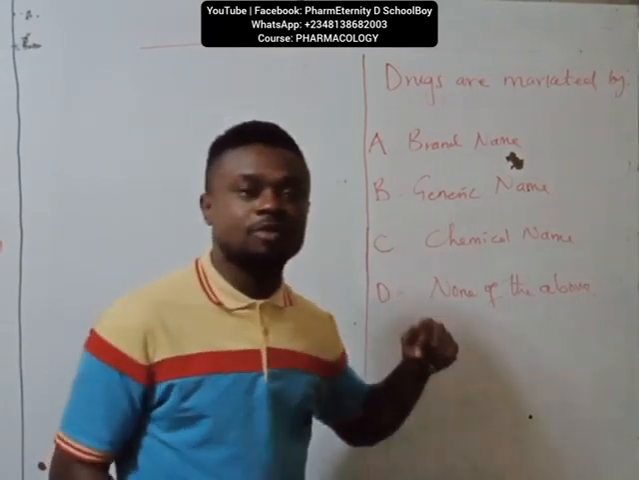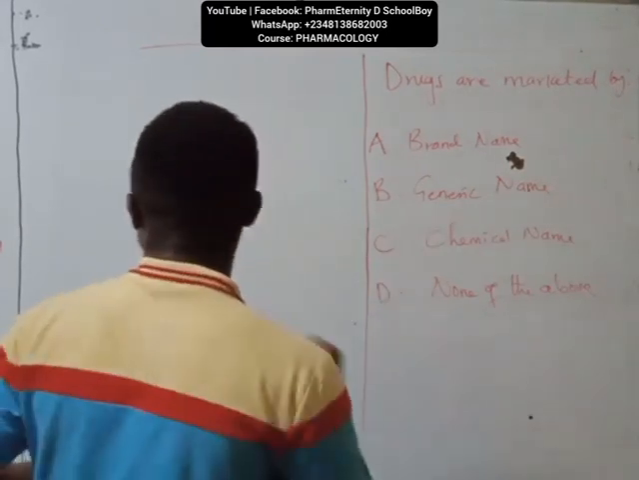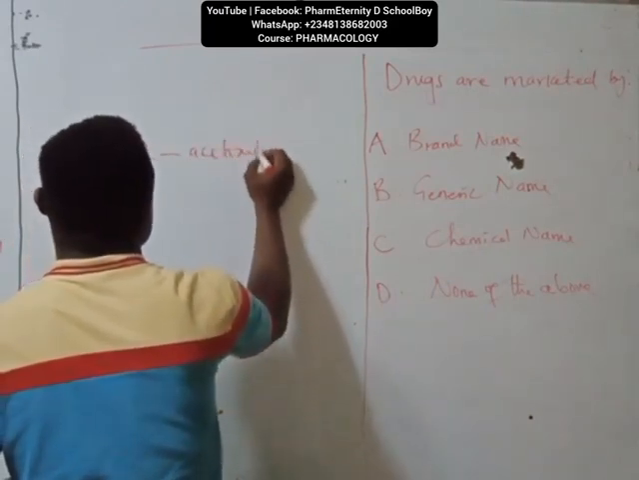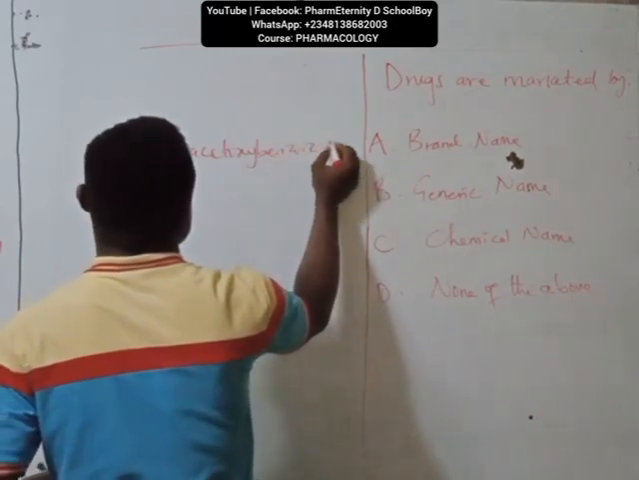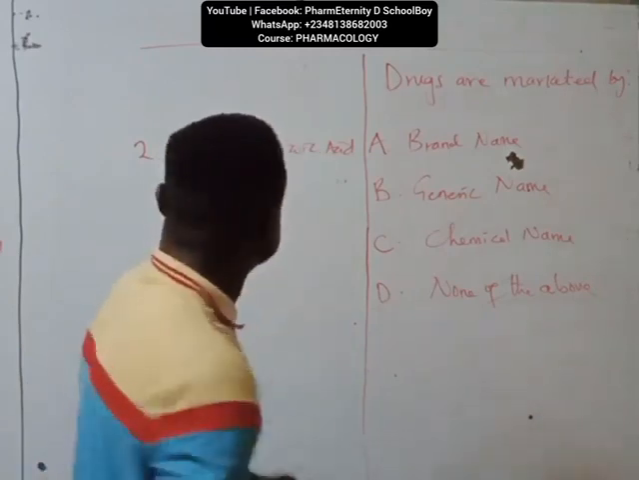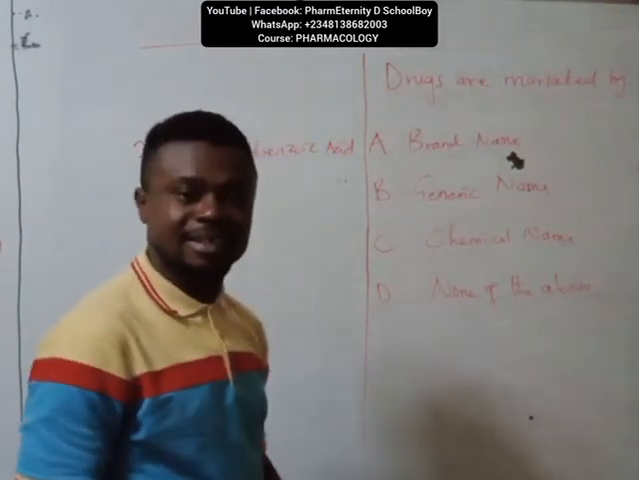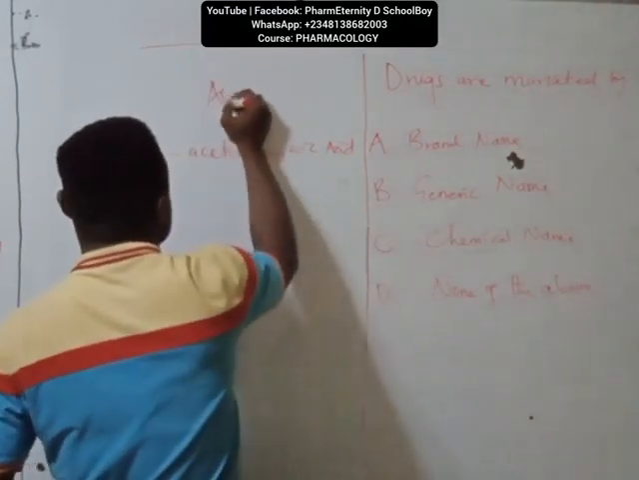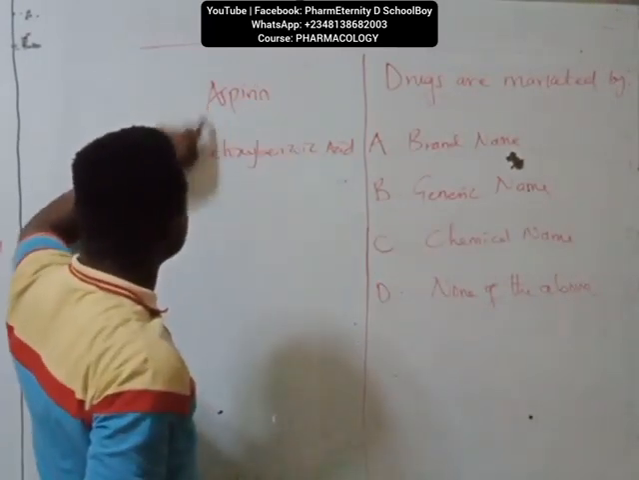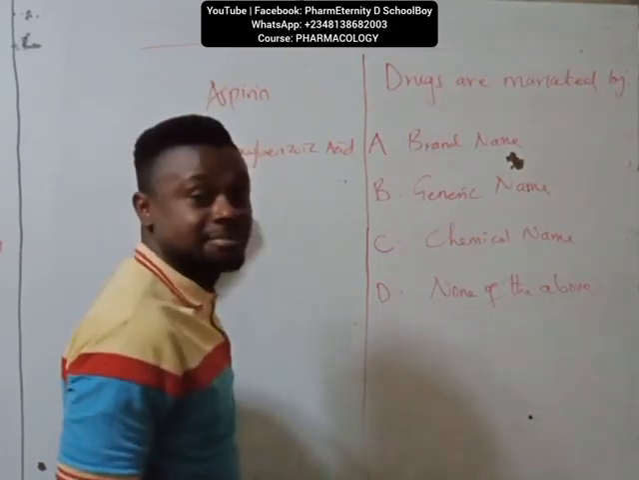A popular drug we know as aspirin has its chemical name as 2-acetoxy-benzoic acid. This is the chemical name of aspirin. The generic name is the aspirin we know. That is the generic name. This is the chemical name.